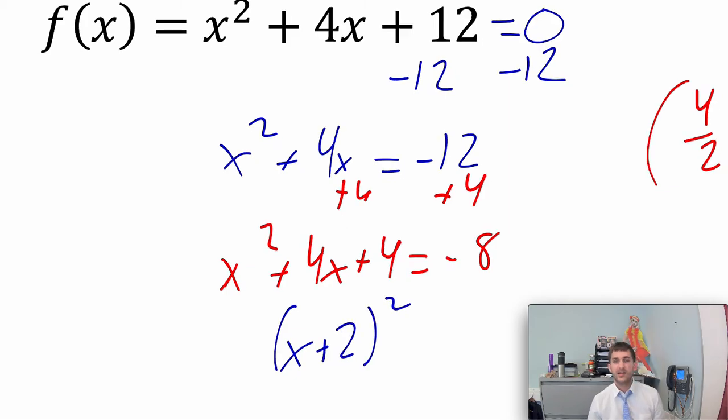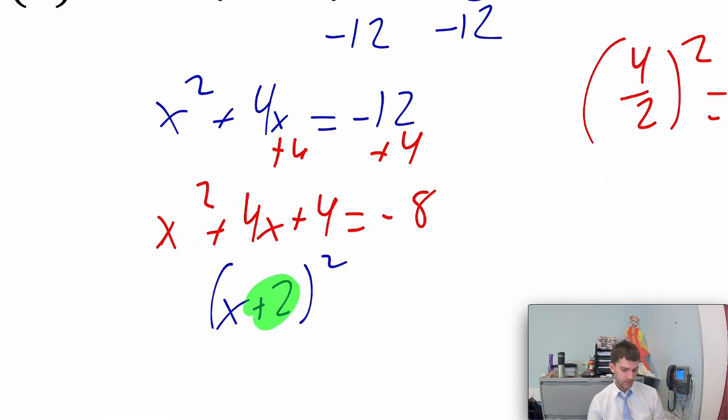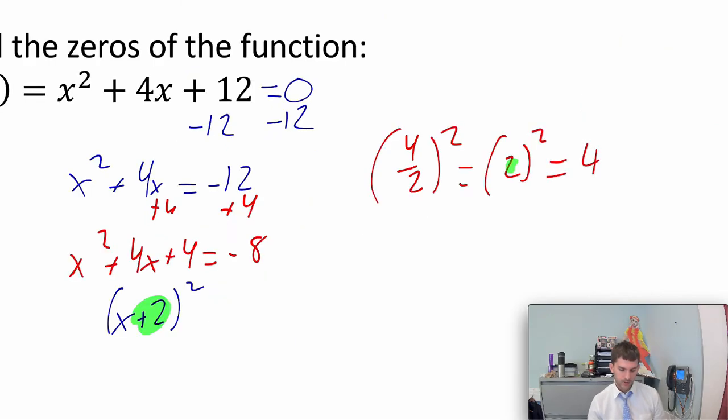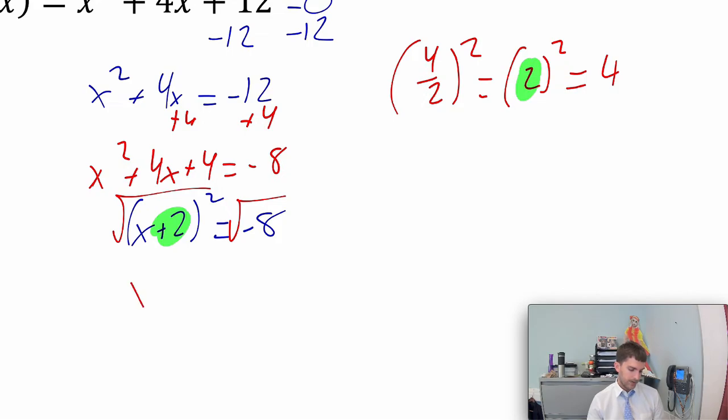One thing I didn't highlight in the previous step is that the plus 2 we already saw. That was the b over 2. Whatever the b over 2 is, it's x plus that. So it's x plus 2 equals negative 8. Again, just like in the previous problem, we're going to solve for x by taking the square root. On the left side, we just end up with x plus 2. On the right side, we have the square root of negative 8.